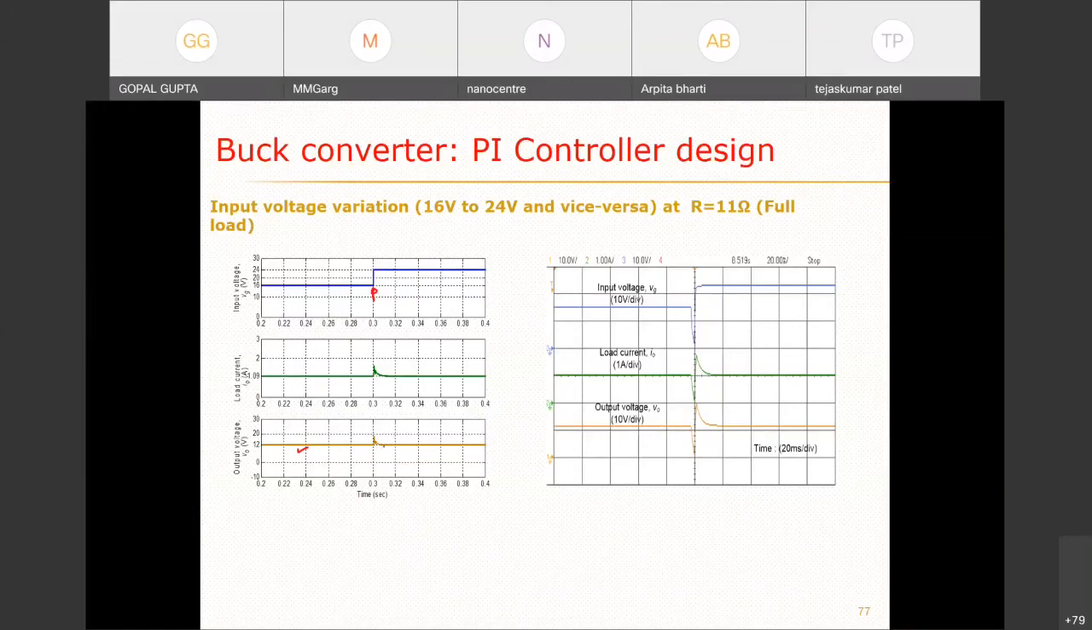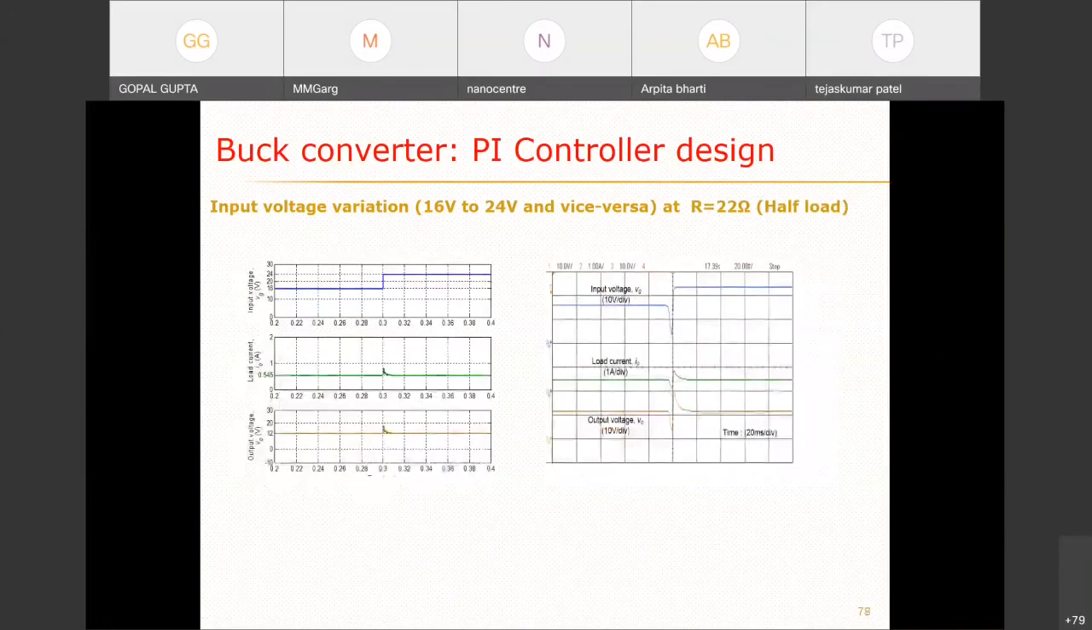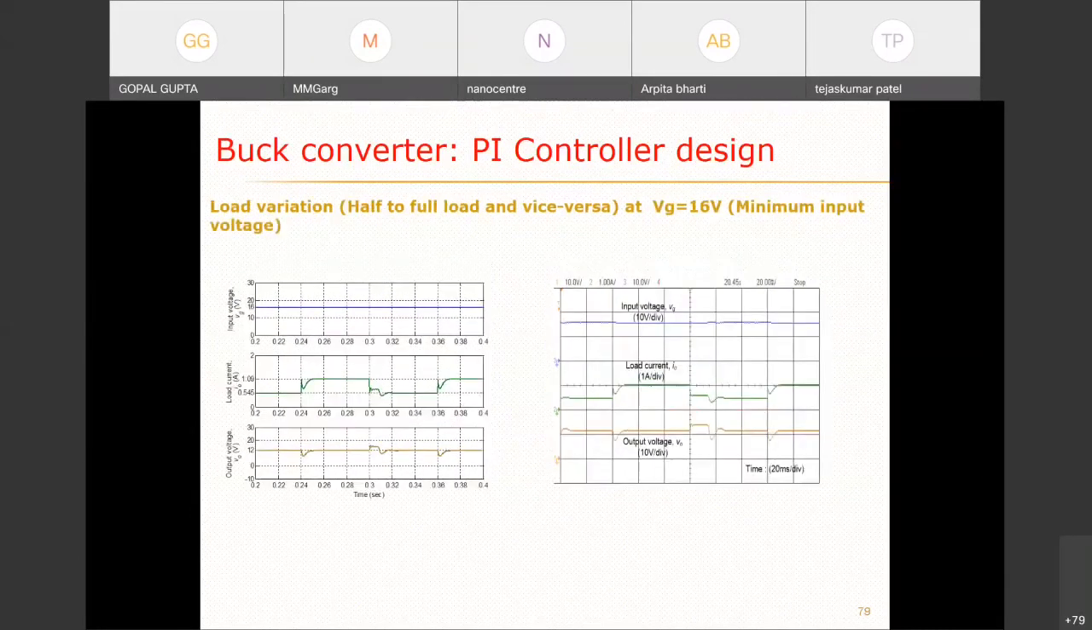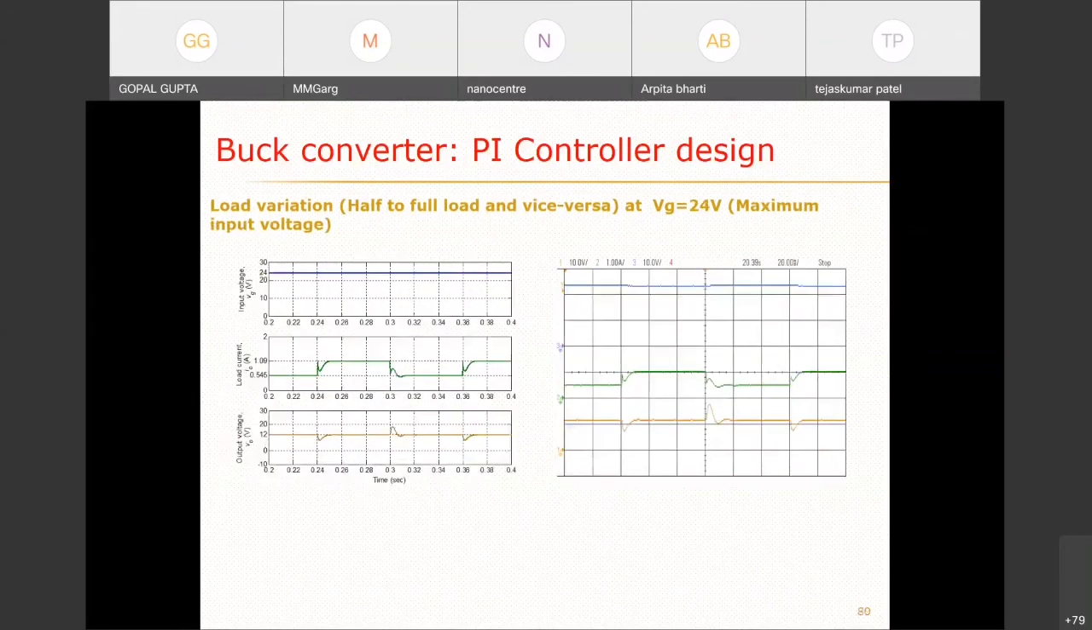Okay, so we'll see results also. With this Kp and Ki, we have implemented it in simulation and hardware as well. Here we see that if there is any variation in the input voltage, till here it was 16 volt, output was 12 volt. At this time, when a step variation in input voltage is given, then obviously when input voltage is increased, output will increase for a certain time, then it will settle due to the controller design. But yes, it will take some time.